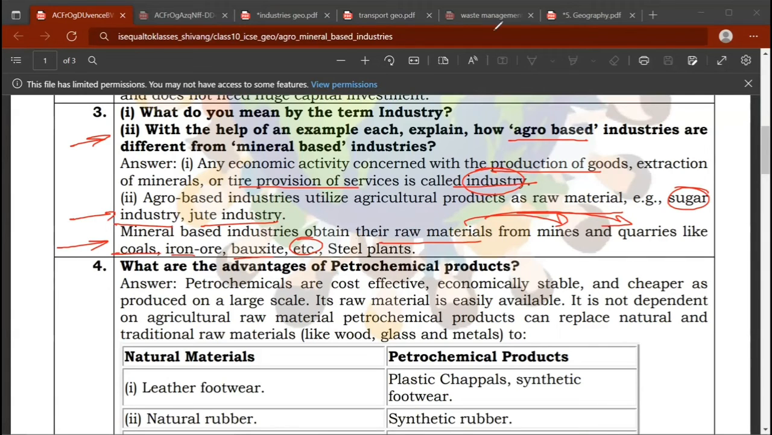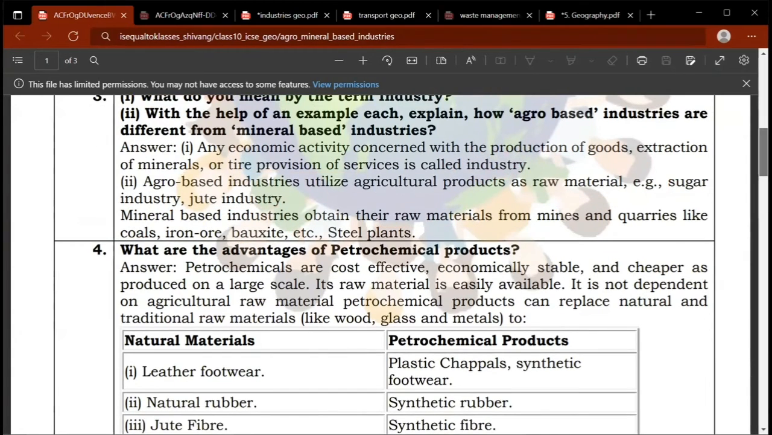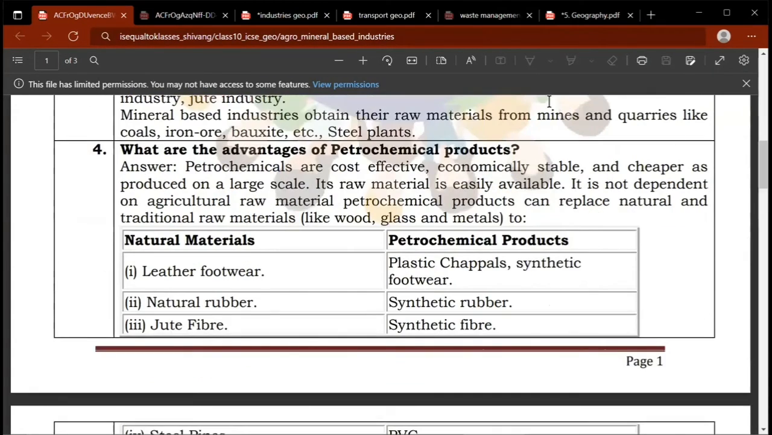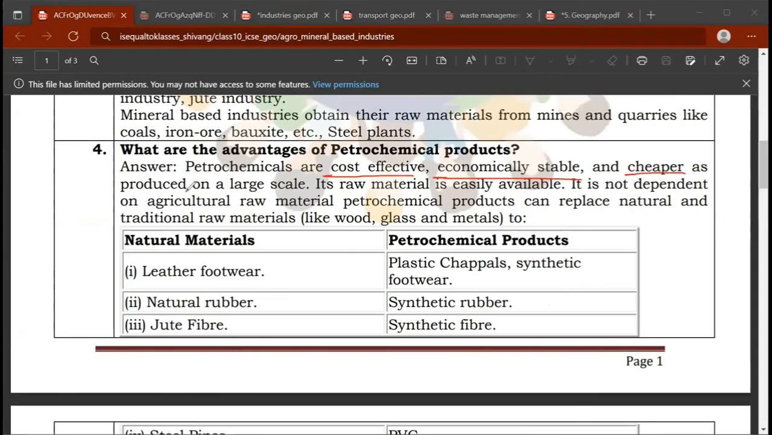What are the advantages of petrochemical products? So let's clear this drawing and scroll down a bit. So the answer for this question is that petrochemicals are cost-effective, economically stable, and cheaper. So what are the keywords? Cost-effective, economically stable, and cheaper, as it is produced on a large scale. Its raw material is easily available. It is not dependent on agricultural raw material. Petrochemical products can easily replace natural and traditional raw materials like wood, glass, metals. So these are some natural materials and these are their petrochemical products. Let's clear the drawings and scroll down a bit.